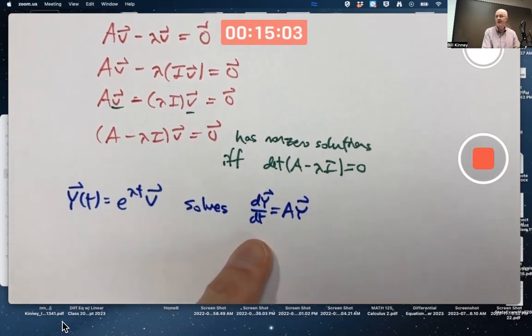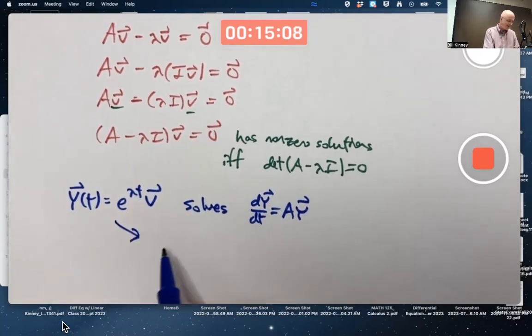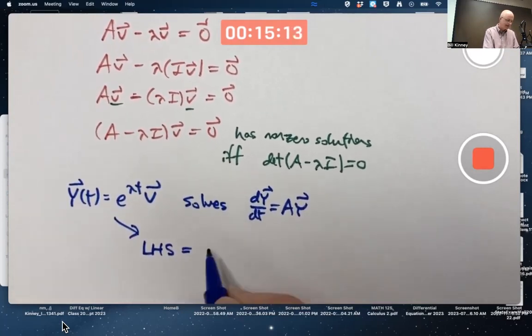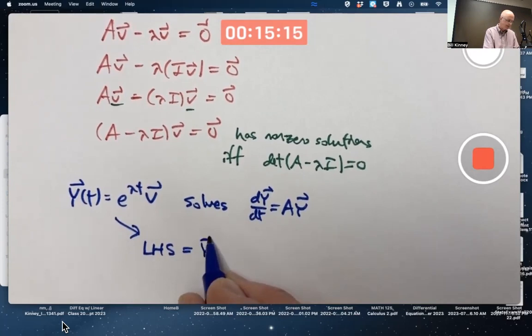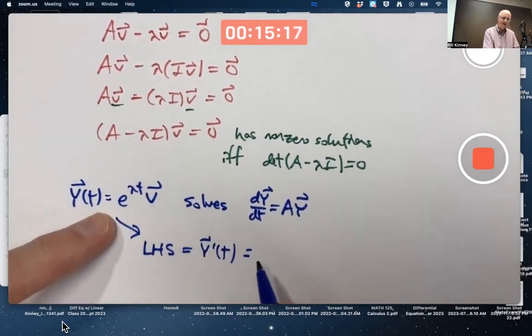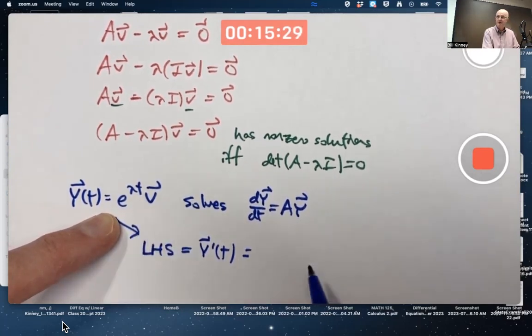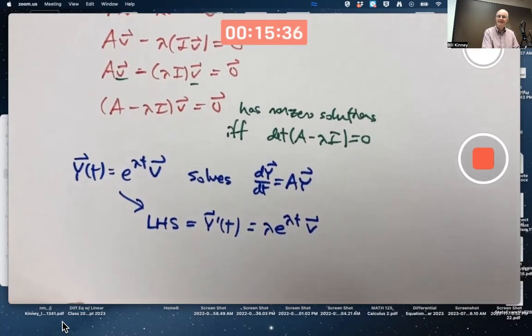You've got to check the left-hand side equals the right-hand side. How? Differentiate. The left-hand side is the derivative. Find y prime of t. How? I don't know lambda. I don't know v. That's okay. They're constants. Lambda is a constant number and v is a constant vector. Use the chain rule. You'll get an extra factor of lambda. There's what the left-hand side simplifies to.